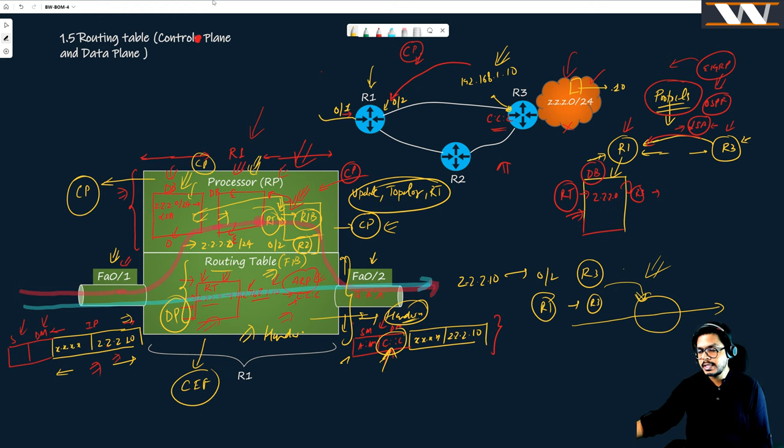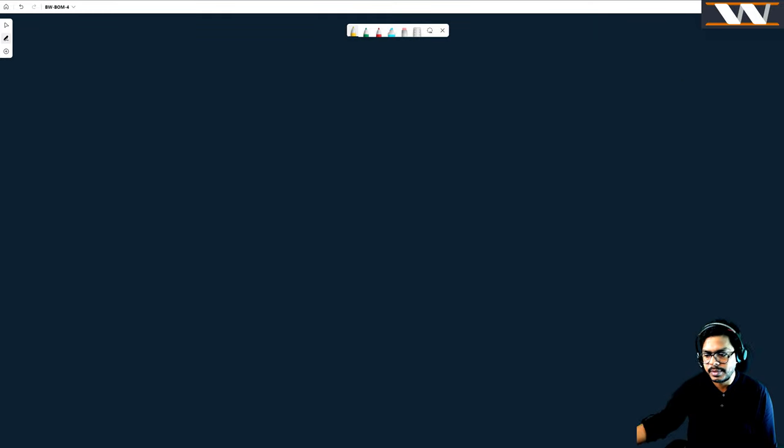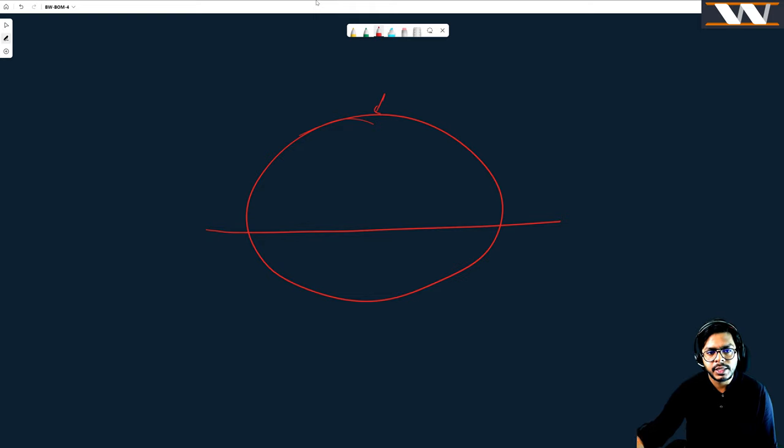Suppose this lower portion was never there, what is going to happen all the time? Just try to understand from this diagram. What is going to happen? We have a router here, right? The lower portion is not there. This is the upper portion. The packet comes here, the IP packet, right?